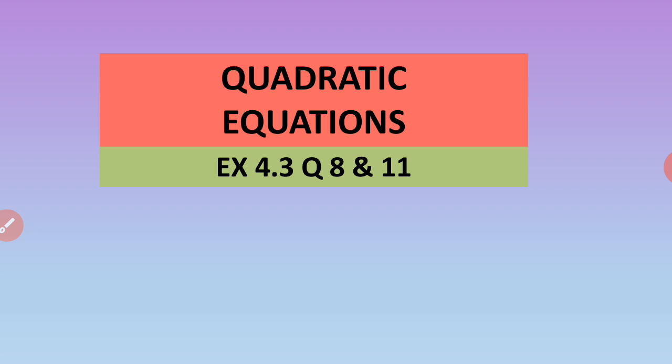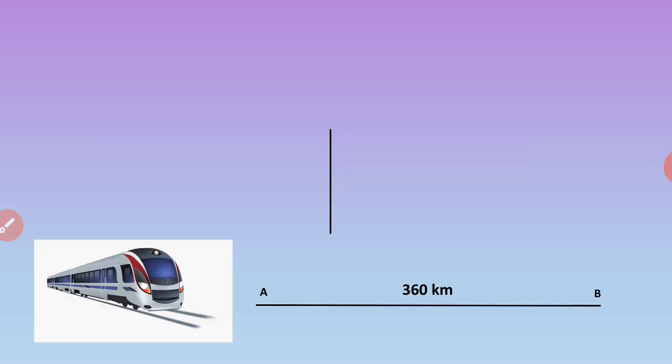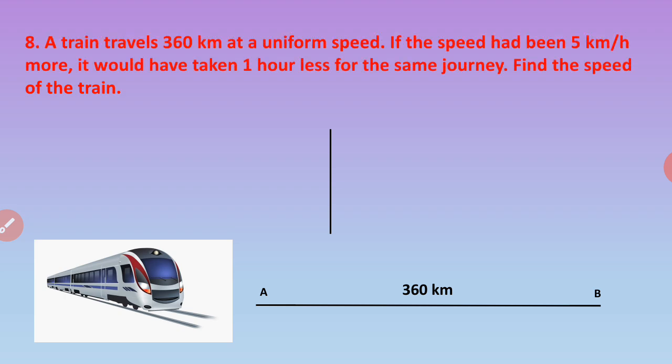We are now on question number 8. Now children, question number 8 is: a train travels 360 km at a uniform speed. If the speed had been 5 km per hour more, it would have taken 1 hour less for the same journey. Find the speed of the train. Now you can see that there are two places shown by A and B. The distance between them is 360 km.